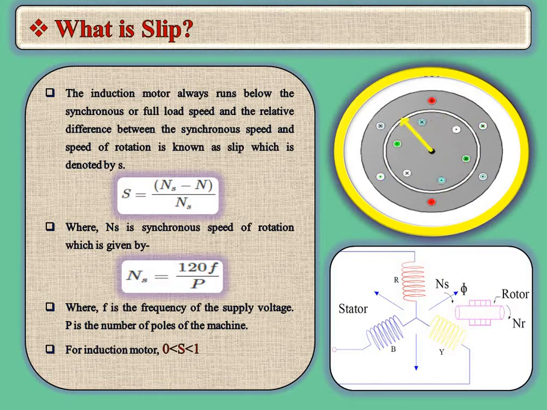Slip is never 0 in an induction motor because 0 slip means that the rotor speed is equal to the synchronous speed. If the rotor is rotating at synchronous speed in the direction of the rotating magnetic field, there will be no flux cutting action, no EMF in the rotor conductors and no current in the rotor bar conductors, and hence no development of electromagnetic torque. Thus, the rotor of a three-phase induction motor can never attain the synchronous speed. Therefore, the slip is never 0 in an induction motor.